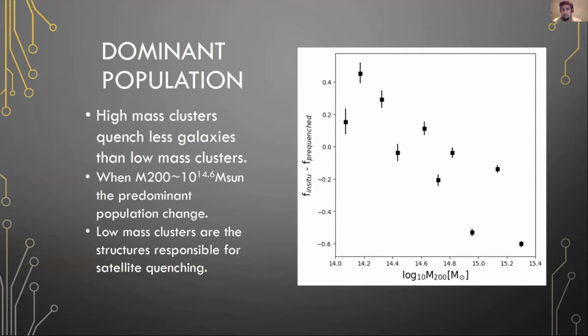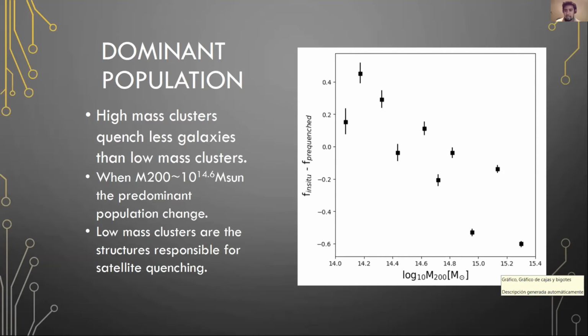So the first thing that we want to do is to look if the pre-processing or the pre-quenching is the dominant population in clusters at redshift 0. So here you can see how the dominant population changes from in situ quenched, or galaxies that reach this threshold in specific star formation rate inside the clusters that we are studying, to pre-quenched or pre-processed, those galaxies that cease their star formation before their accretion into the cluster. We define the accretion moment as when galaxies cross the R200 of the cluster for the first time. And we plot the distribution of the dominant population against the M200 of the cluster at redshift 0.